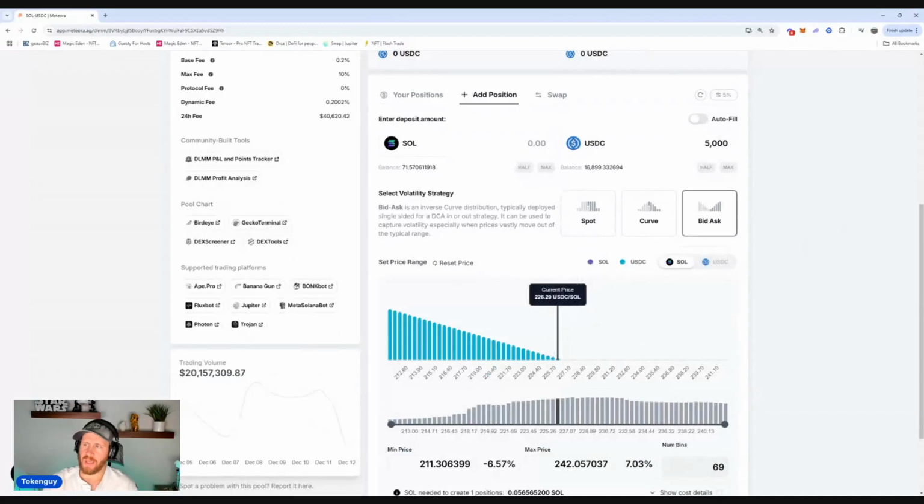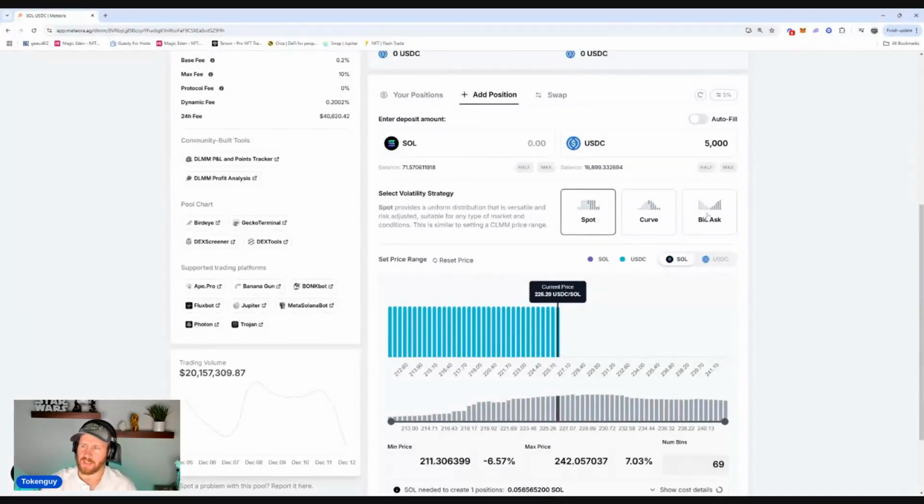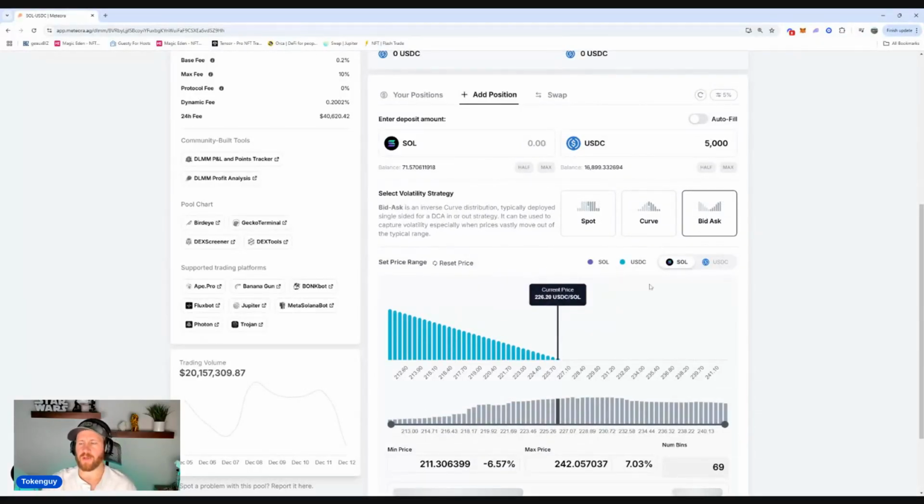Let's say we have USDC, but we want to buy Solana and we think the price of Solana is going to go down. Again, we could do a spot or a bid ask here. In this instance, I'm going to look at bid ask. As the price drops, we'll start to exchange it out. But the more it drops, the more we'll end up buying towards the end and the more fees we'll earn towards the end, because the liquidity is concentrated down here.